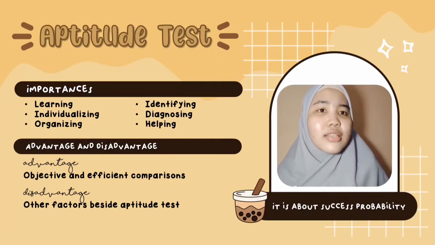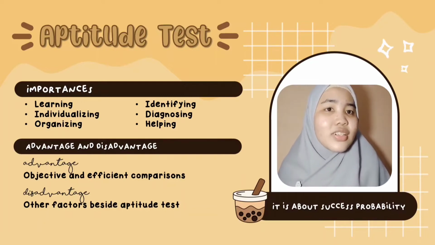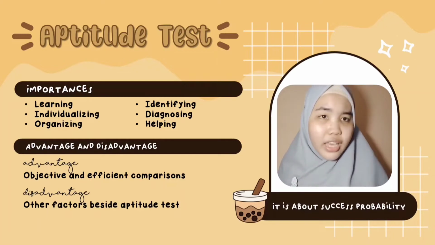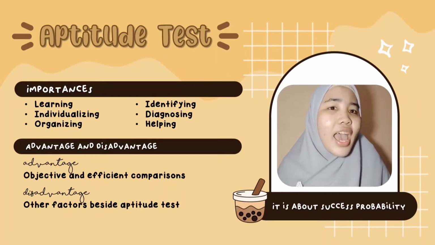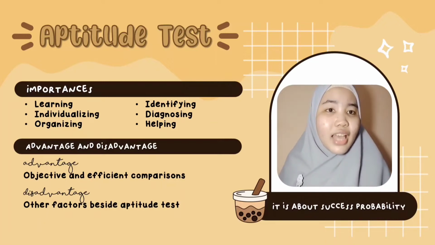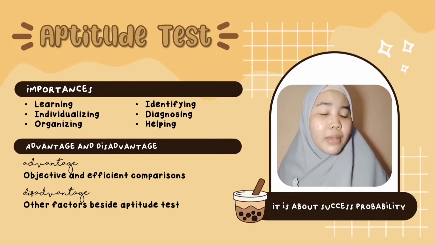The first one is learning readiness. Second, individualizing instruction. Third, organizing classroom groups. Fourth, identifying underachievers. And fifth, diagnosing learning problems. And next, helping students in their educational and vocational plans.